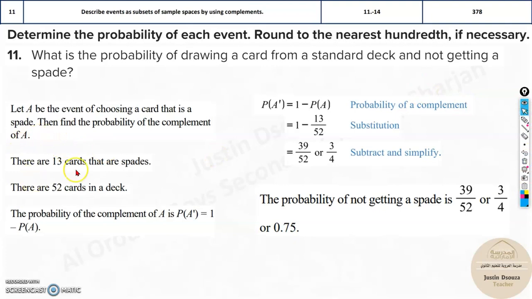So this is it. I'll repeat again. 13 are spades. Total cards are 52 in a full deck. So what we do is we find the probability of this, 13 divided by 52, and we subtract that from 1. That would give you not getting a spade. That's it. 1 minus 13 by 52. You can put it in the calculator directly, or you can solve it: 13 by 52 is 1/4, 1 minus 1/4 is 3/4. And that's the answer, 75%.